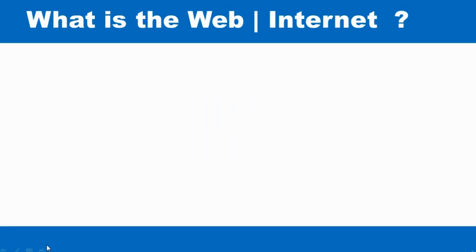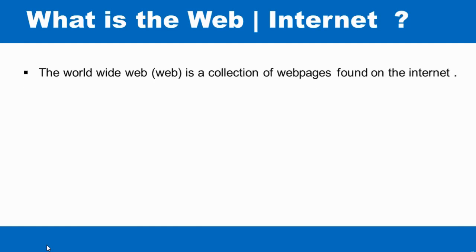Hello there. Many people may think that the internet and the web or World Wide Web are the same thing. While they are closely linked, they are very different systems. What is the web? Also known as the World Wide Web. The web basically is a collection of web pages that is found on the internet.